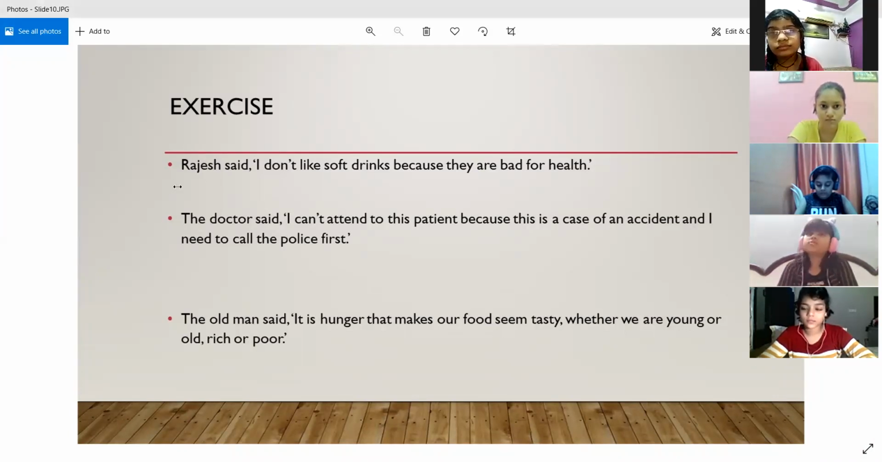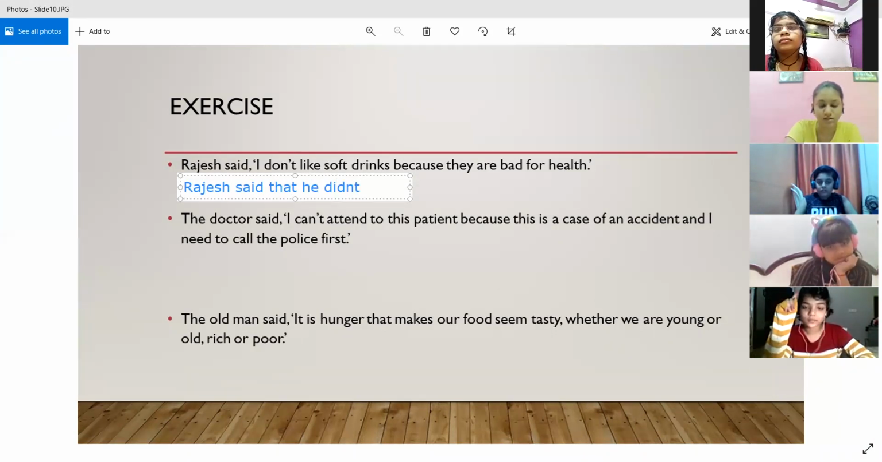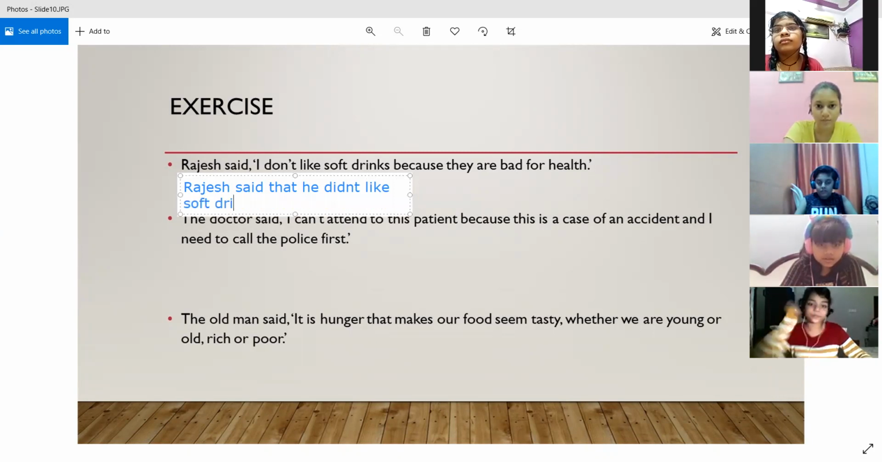Rajesh said that he doesn't like soft drinks because they are bad for him. Rajesh said that he doesn't like. First of all, tell me what happens to simple present tense. It changes to simple past. Yes, simple past. So what should be the simple past tense that he didn't? Yes, it will change into didn't. Now you are right. He didn't. Now tell me. Yes, he didn't like soft drinks. Then?